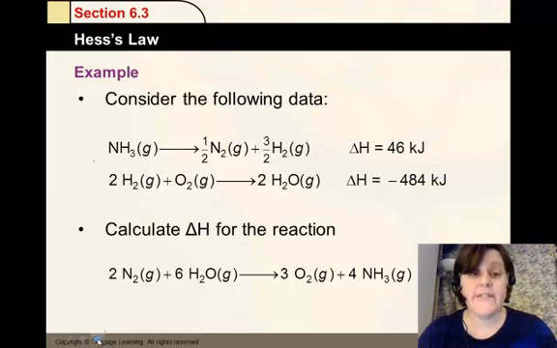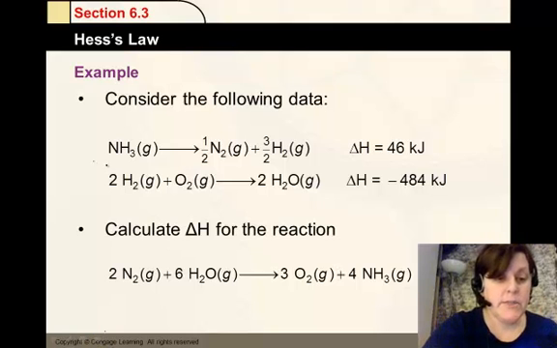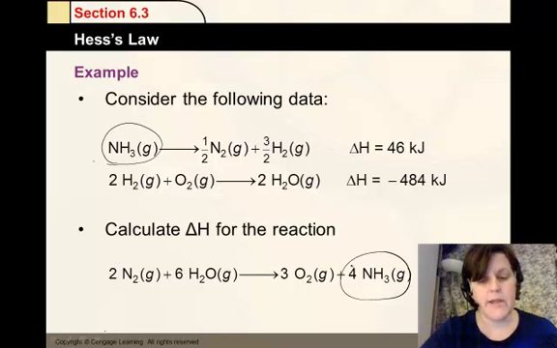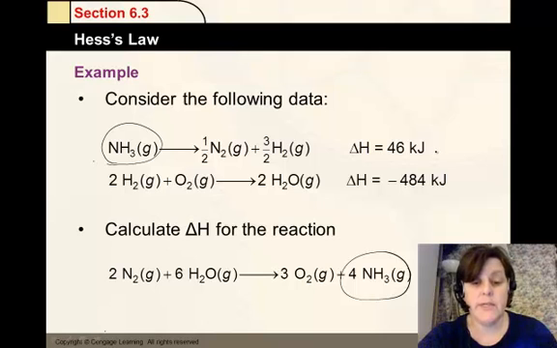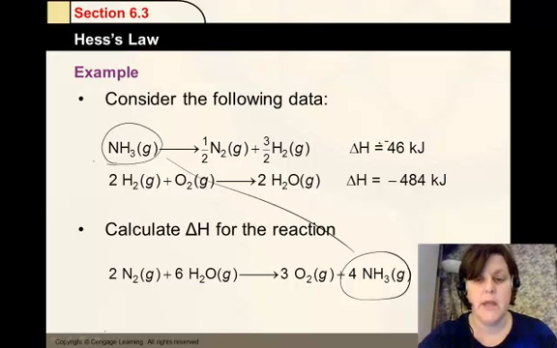Okay, here's the data. Now this is how I would do it. You notice that NH3 is a reactant here, and it's a product here. So I have to change the number 46 kilojoules. Not only do I need to make it negative, because I have to flip its location, but I have to multiply through this by 4.